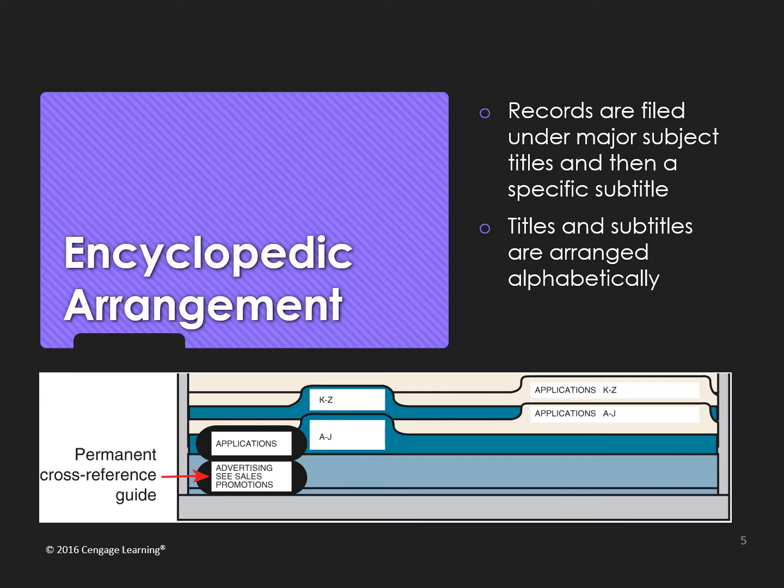Then you have encyclopedic arrangement. So again, this is kind of like an encyclopedia where records are filed under a major subject title and then under a specific subtitle. Titles and subtitles are arranged alphabetically. So for example, you can see here that you may have advertising and sales promotions, and then you may have a subset of that where you have promotions for specific products, or you may have applications and then types of applications underneath that, and then that may be organized A to Z.